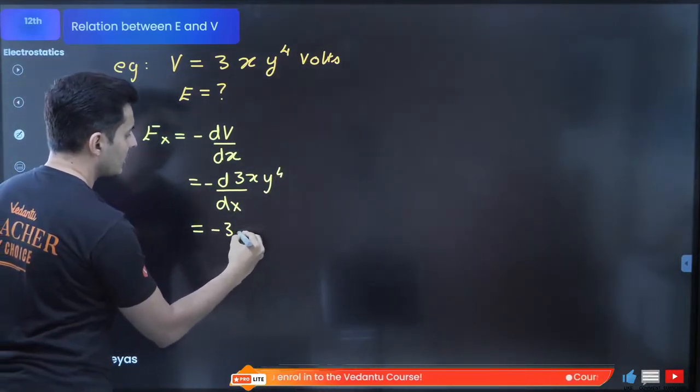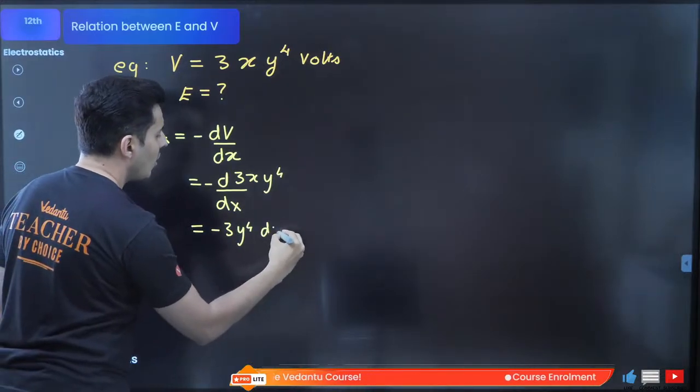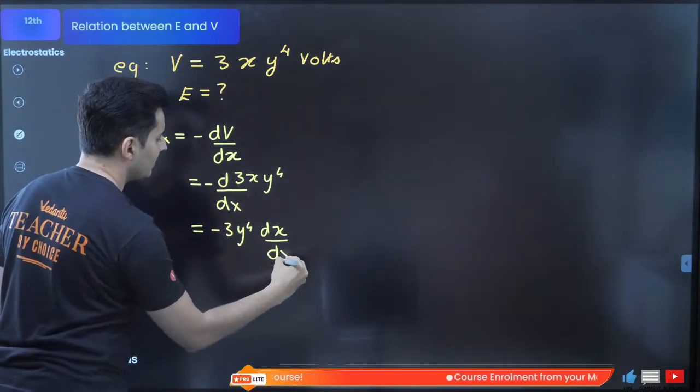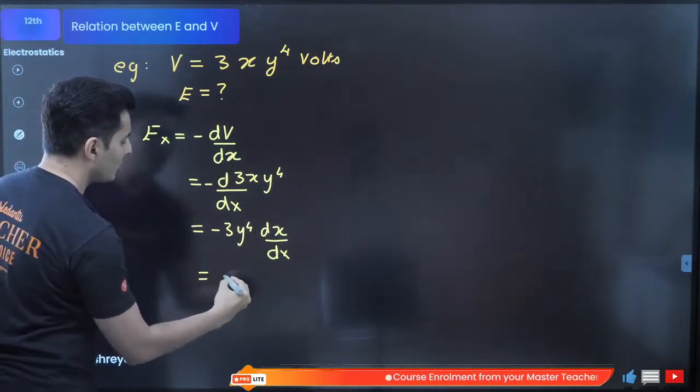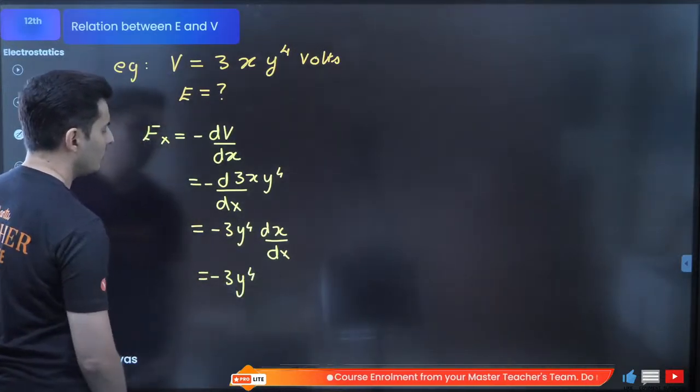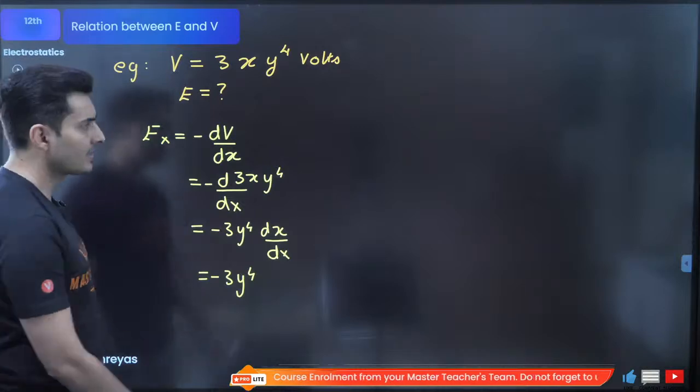Like 3 is constant, y raised to 4 is constant, only terms of x will remain inside. dx by dx is 1, so hence it will be minus 3y raised to 4. That is the value of your Ex.